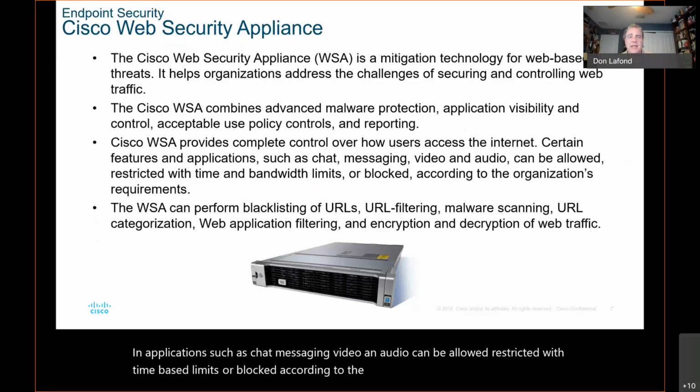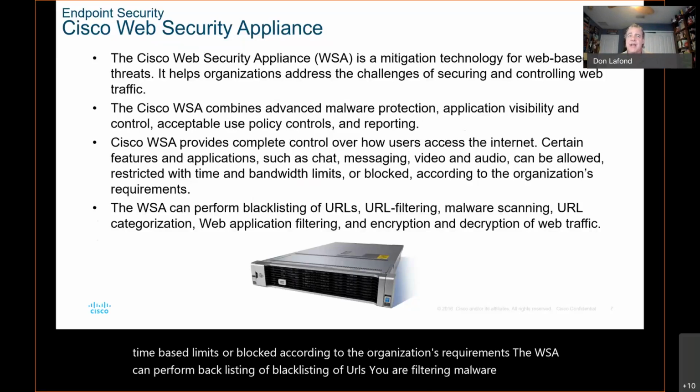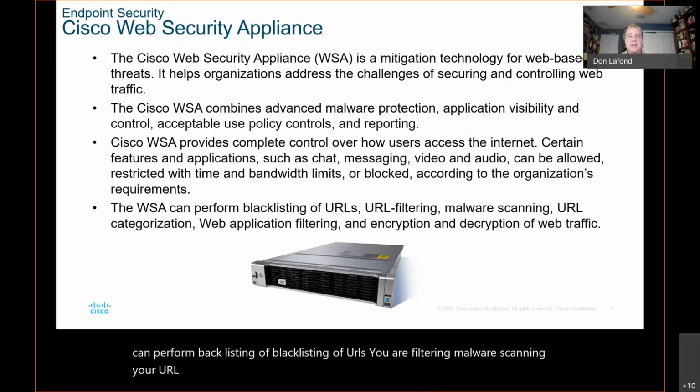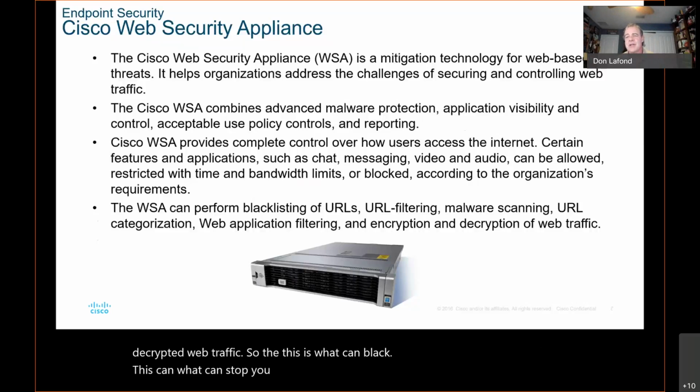The WSA can perform blacklisting of URLs, URL filtering, malware scanning, URL categorization, web application filtering, and encrypted and decrypted web traffic. So this is what can stop you from going to watch Netflix when you're at work. That's a very G-rated security that can be added to the list.